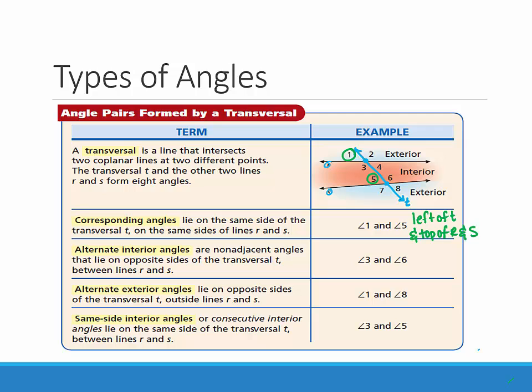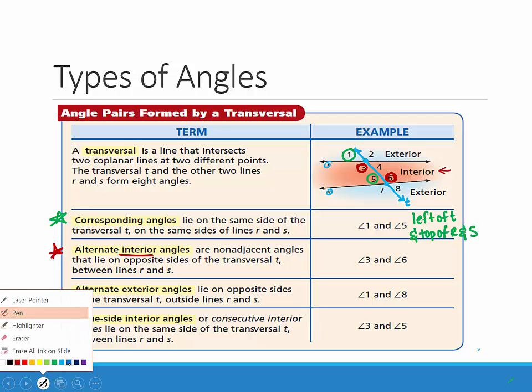Then we have alternate interior angles. Alternate interior angles are non-adjacent angles that lie on opposite sides of the transversal between R and S. So interior means they're on the inside. They're in this orange part right here. Alternate means opposite sides. So the example they give us is 3 and 6. 4 and 5 are also alternate interior angles.